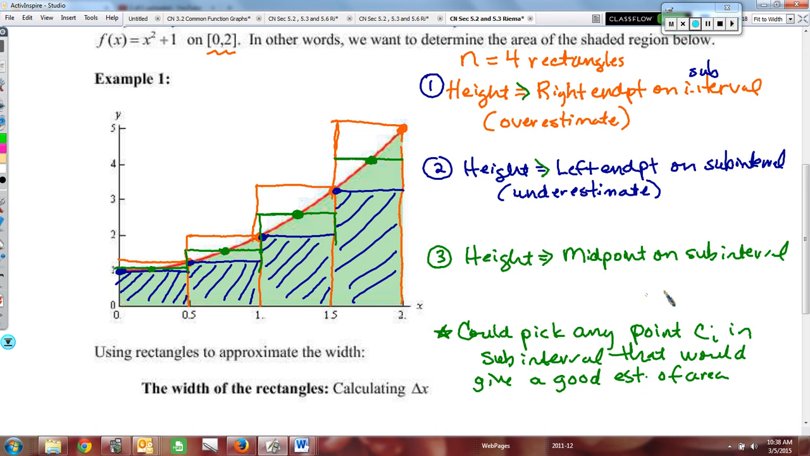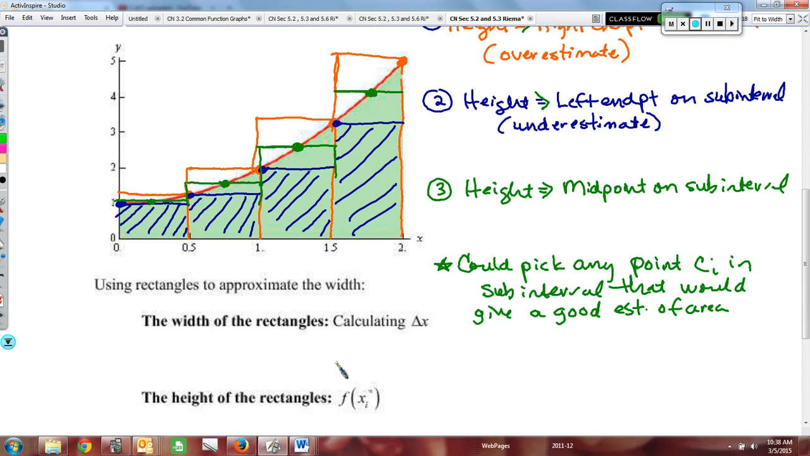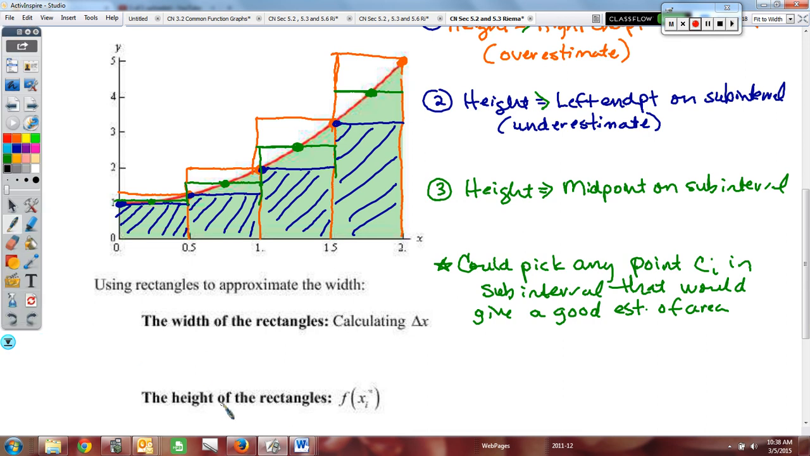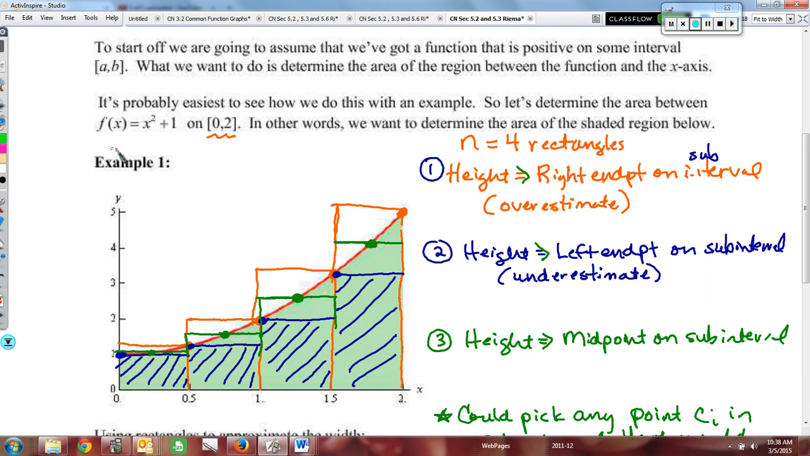Now let's talk about these. We are separating this out and using these rectangles to calculate the area. So how do we calculate area? We need the width of the rectangle and we need the height of the rectangle. So let's start developing some formulas we're going to use. You have an interval, and usually we call the interval a to b. So usually you have f of x on some interval a to b, and you're going to set the number of rectangles as n.